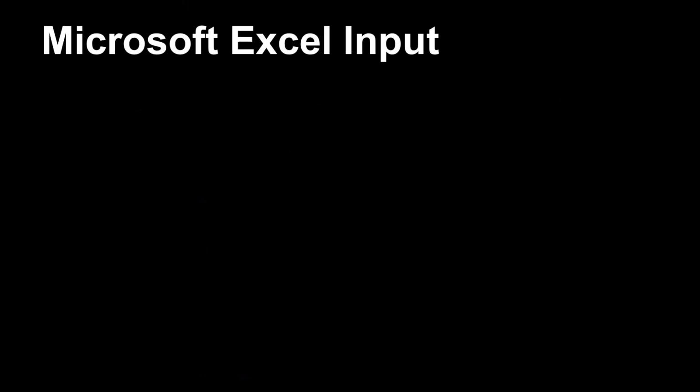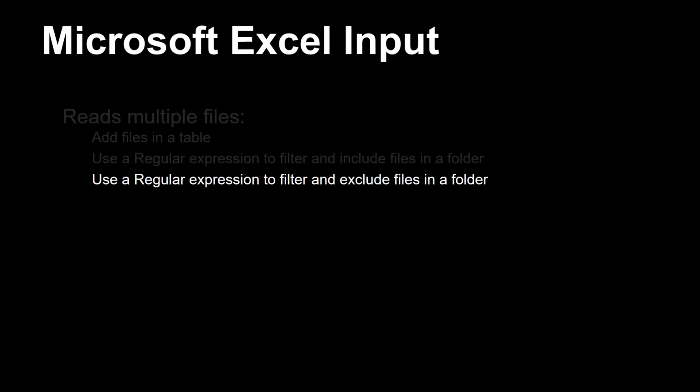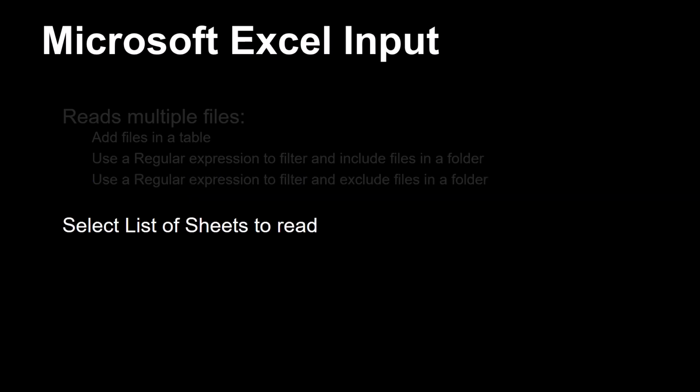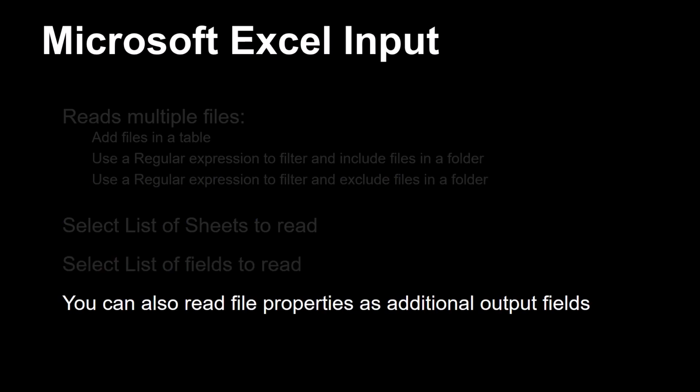Let us continue. The Microsoft Excel input step can read multiple files at a time. You can add files in the configuration table by browsing the files one by one, or you can use a regular expression to filter and include files in a folder. Similarly, you can use a regular expression to filter and exclude files in a folder. You can select a list of sheets to read. You can select the fields to read, and you can also read file properties as additional output fields.